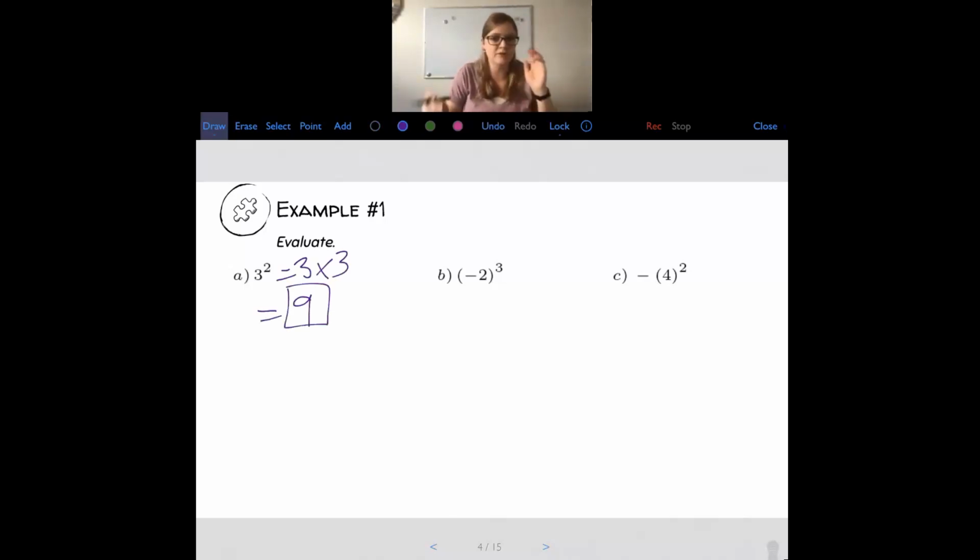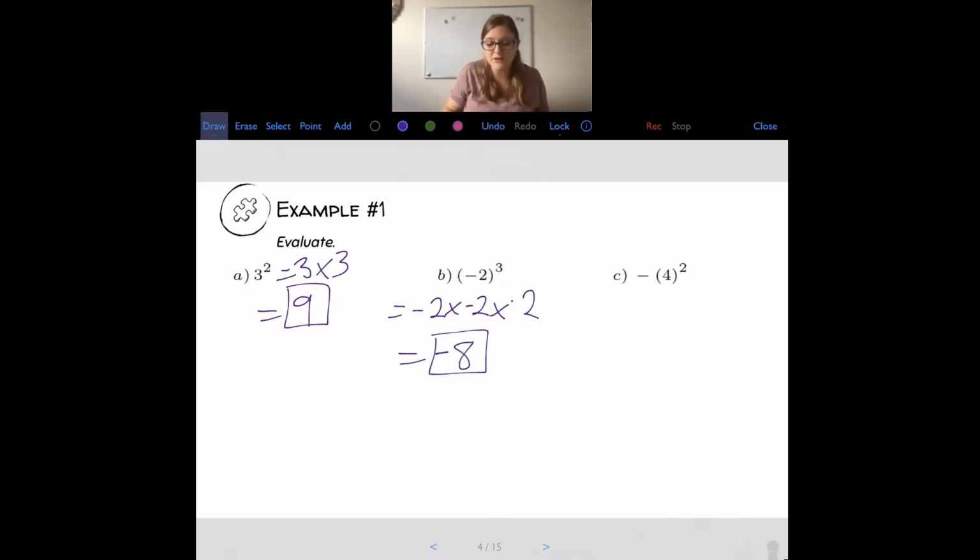In part B, notice that the parentheses are around -2, which means that -2 is the base. So this is equal to -2 times -2, and we multiply it by itself. I was about to say 3 times. So -2 times -2 times -2 is -8.